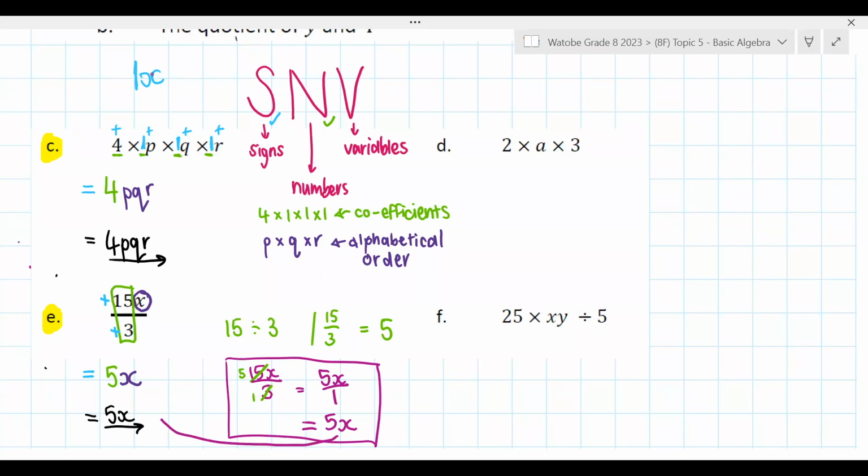So any way that you choose to do this, you will get the correct answer. It's really up to you what you're more comfortable with. But we simplify that down to 5x. Okay, so I'm going to leave that up there. I'm going to give you 3 or 4 minutes. I want you guys to try and do for me D and F.